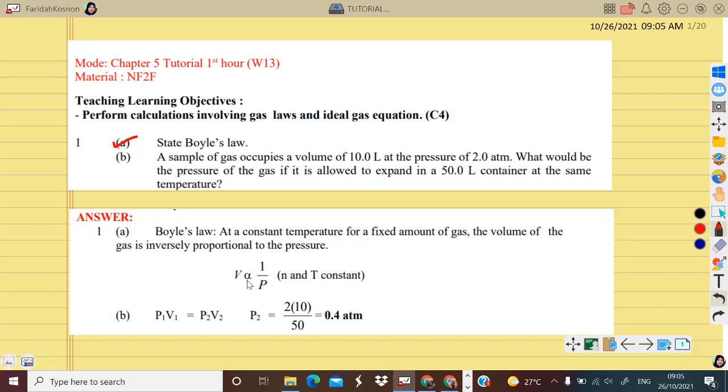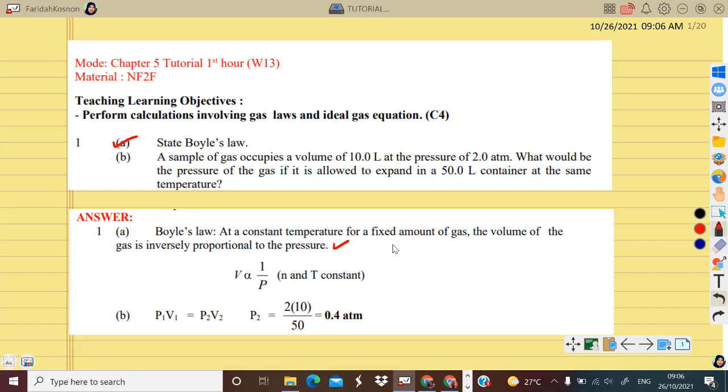correctly. Okay, where Boyle's law state that at a constant temperature for a fixed amount of gas, the volume of the gas is inversely proportional to the pressure. Or you may refer to your lecture notes where you can copy the statement from the lecture notes.